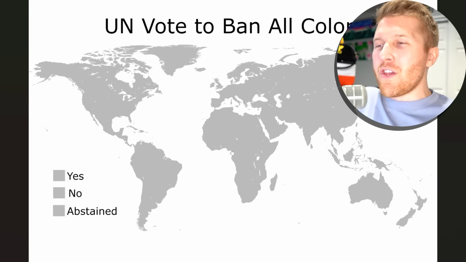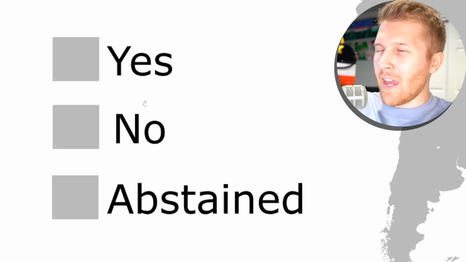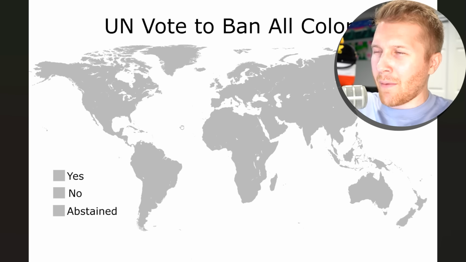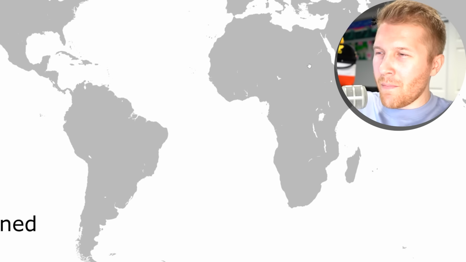Yes, here we go. The UN vote to ban all colors. In gray, the yays, in gray, the nays, and in gray, the abstained. So is it safe to say this passed? We just don't know exactly what countries did. Majority of countries that voted for it. Damn it, we're not gonna be able to figure out who caused all this mess. Damn, that's a thick New Zealand.